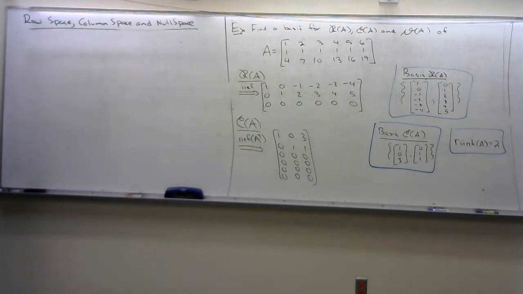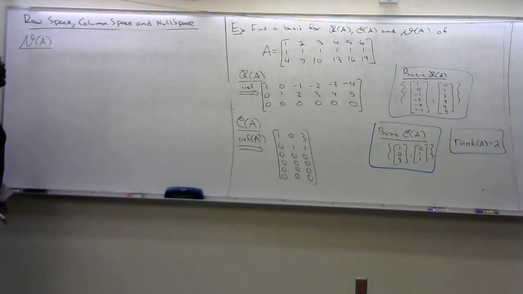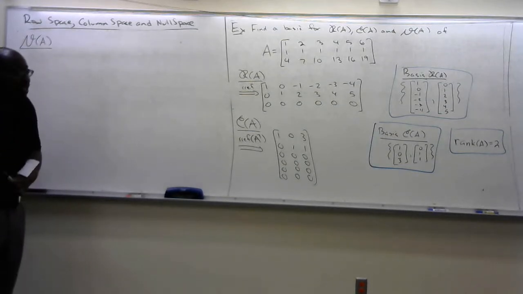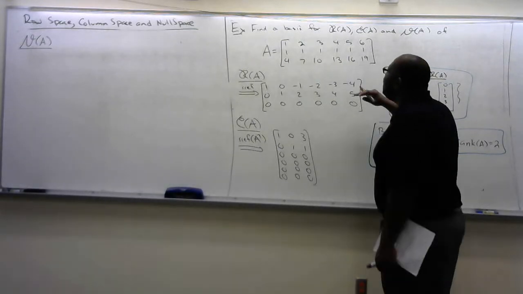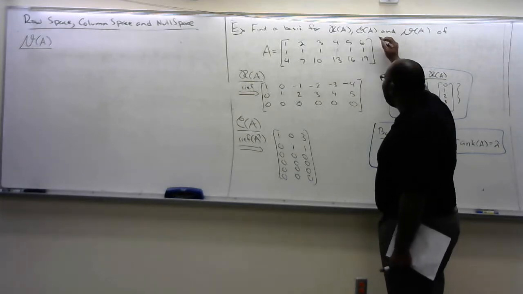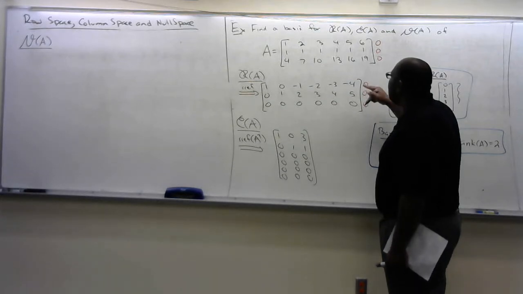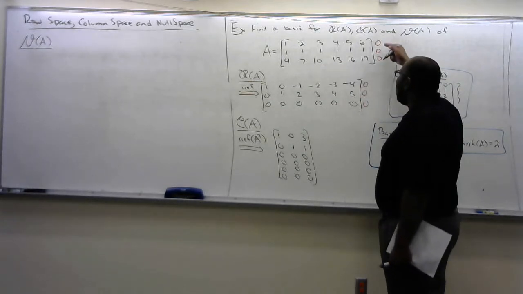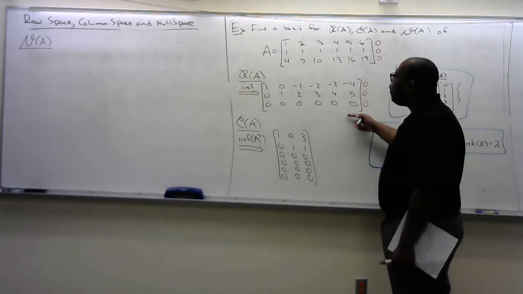Define the null space of A. Remember, the null space of A is just going to be me solving the matrix equation AX equal to 0. It's essentially like me adding another column of zeros here. So I have A times X equal to 0, then I do the reduced row echelon form of that system.